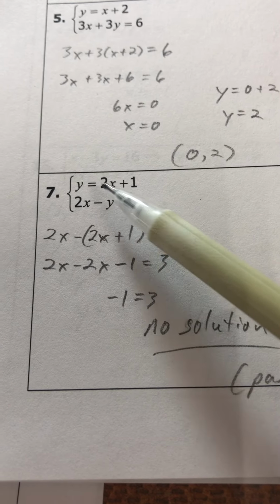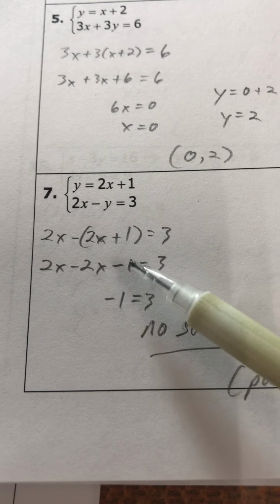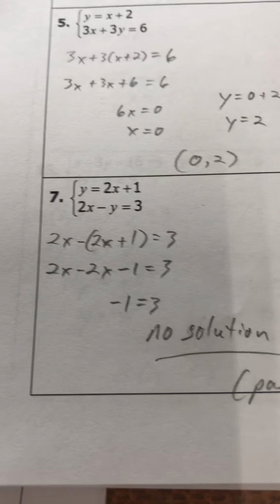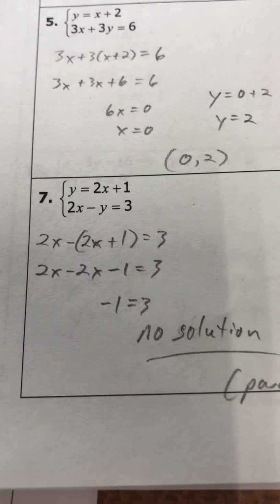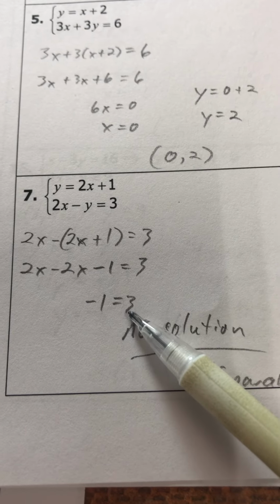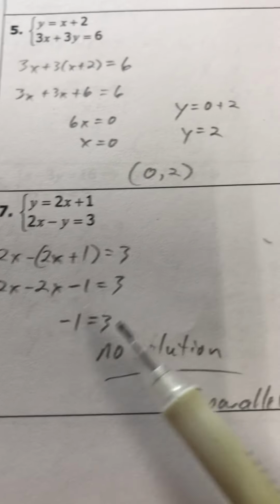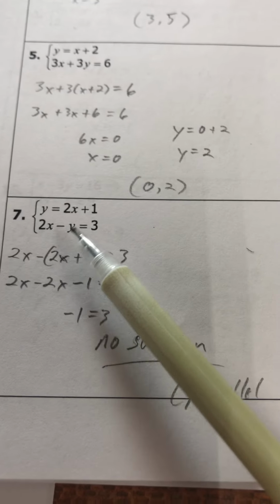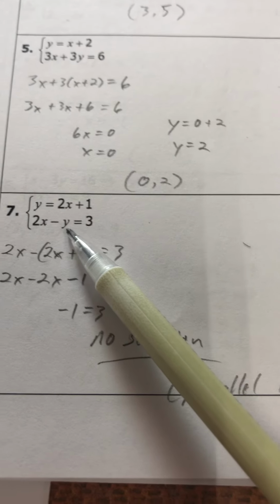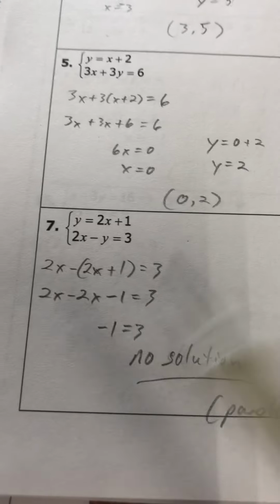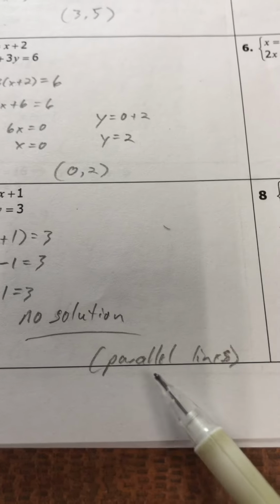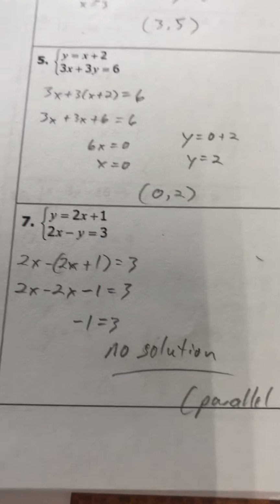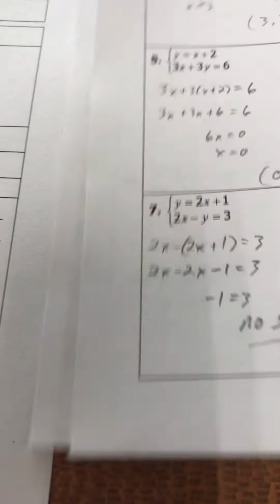When I plug in this y value here, I end up getting 2x minus 2x. So I've got no x's anymore, and I get -1 equals 3. That's no solution. -1 does not equal 3, whenever you see that. If you look at this a little further and think of it in slope-intercept form, you would see that they have the same slope. When they have the same slope, they're parallel lines. So there's no solution. They will never cross. That's why there's no solution.